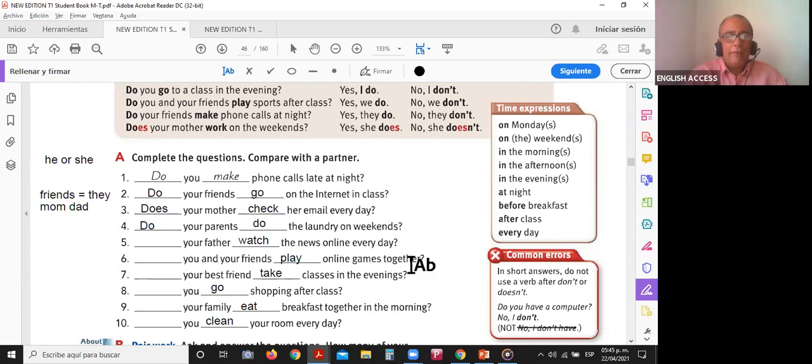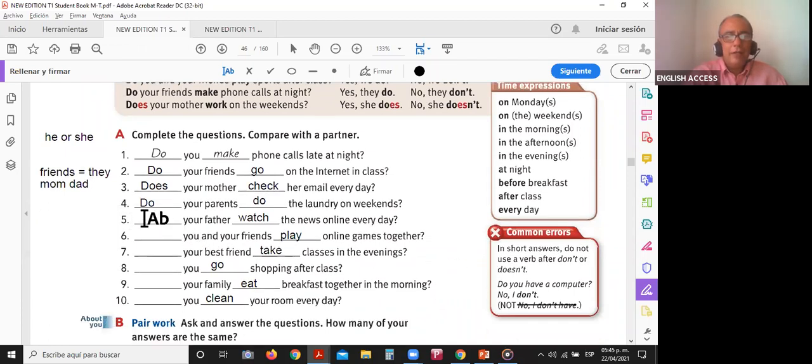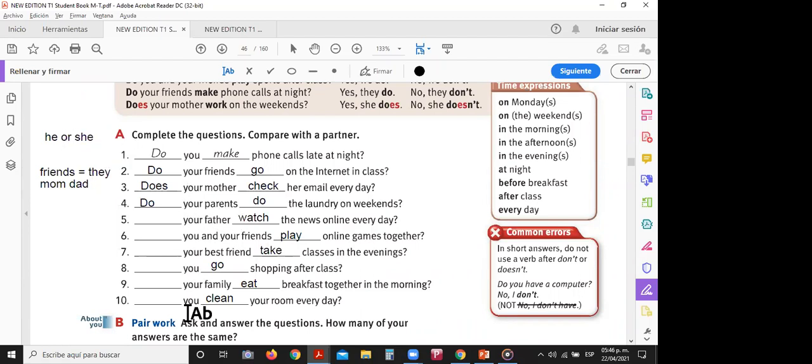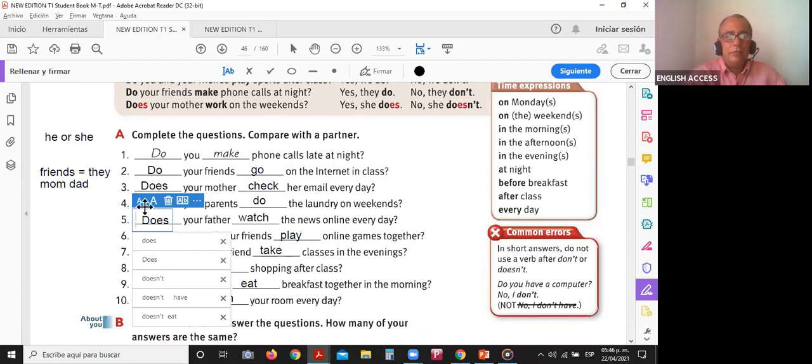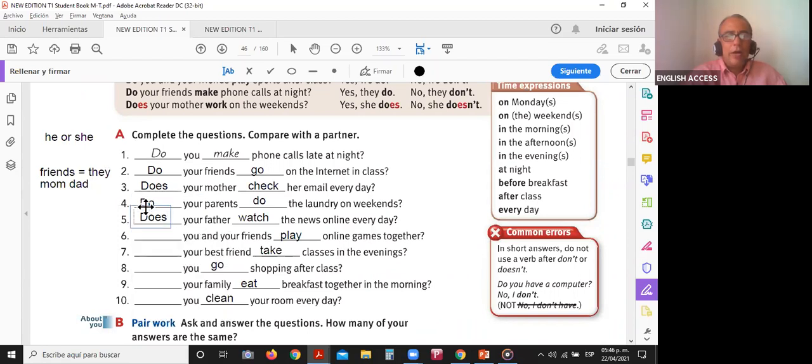Number 5. Your father. What pronoun can we use with your father? He or she? He. Does. Exactly. He watches the news. Does your father watch the news online every day?